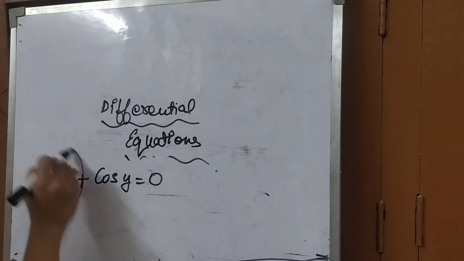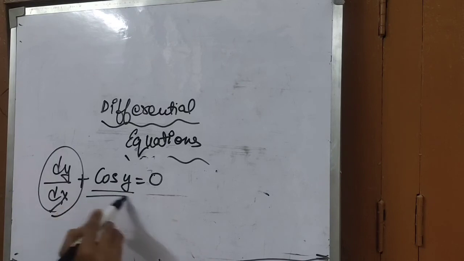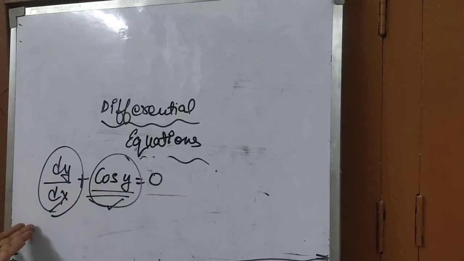Why? Because my dy by dx is separate and my cos y is separate. So I can just separate my equation very easily. Alright. Now coming up with the next type of equation, I'll just have one more type of equation so that you have an idea.